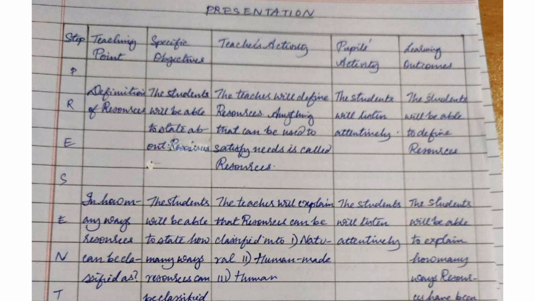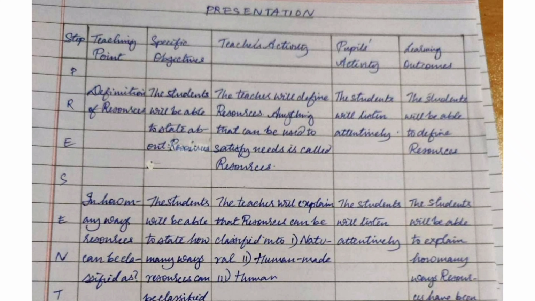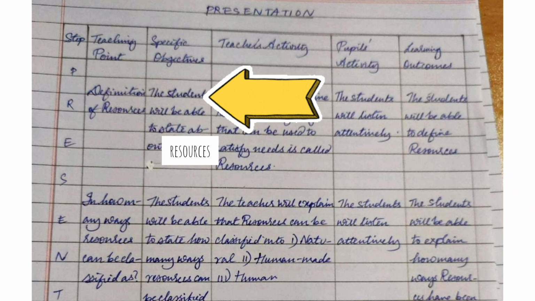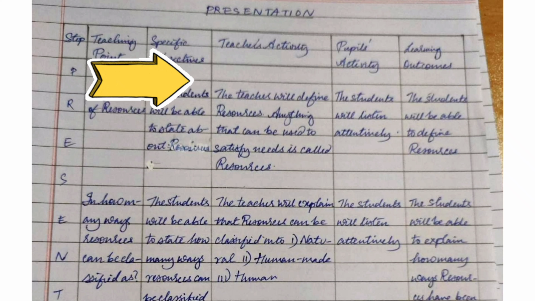The next part is called presentation. Here you have to make 6 columns, one for step, teaching point, specific objectives, teacher's activity, pupil's activity, and learning outcomes. So under the column of teaching point, the first point that I have written is definition of resources. So its specific objective is the students will be able to state about resources. Okay, and the teacher's activity includes the teacher will define resources.